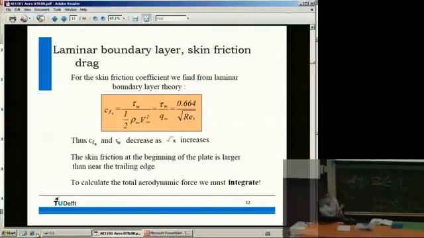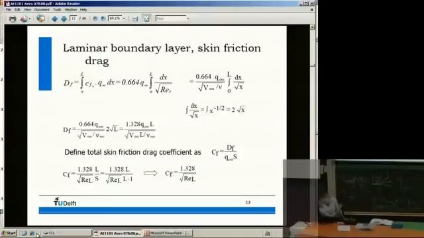So tau W is CF times square root of Reynolds x over 0.664. So that we do. We find the drag. We integrate our tau W, and that's the same as the friction coefficient times Q, because this was dimensionless, so times the dynamic pressure. Then from the previous relation, from laminar boundary layer theory, we know that this is 0.664. We have the Q, but that doesn't depend on x, over square root of Reynolds x. So here we have our 1 over square root of Reynolds x.